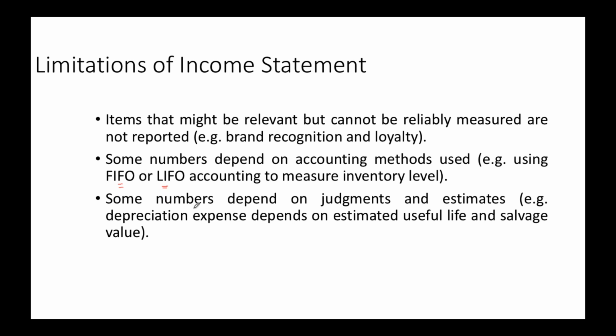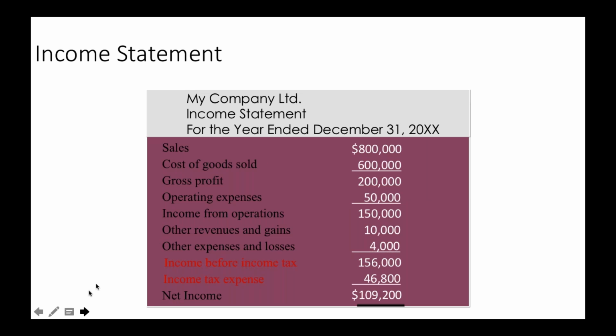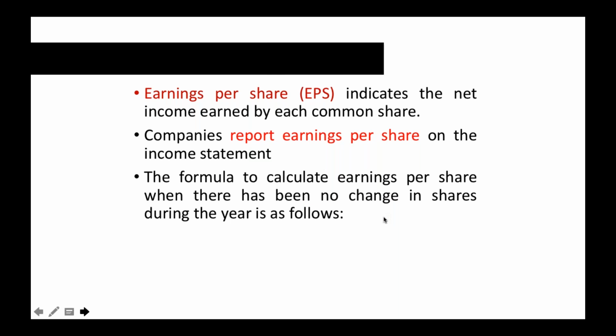And some numbers purely depend upon the judgments, estimations, the forecast and all. Some companies may use depreciation using straight line method. Some companies may use depreciation using reducing balance method. So you need to recognize the limitations of income statement. Income statement only gives the performance of the company in monetary terms, giving the profit at different levels.